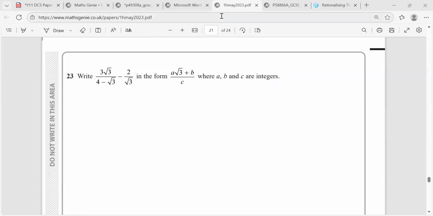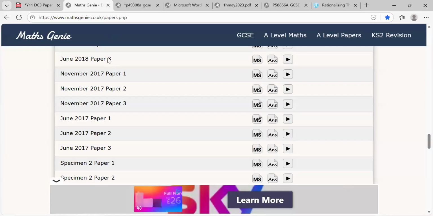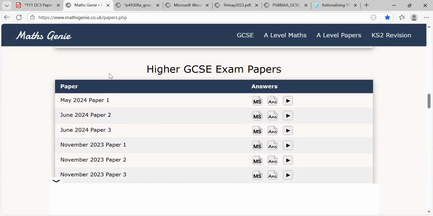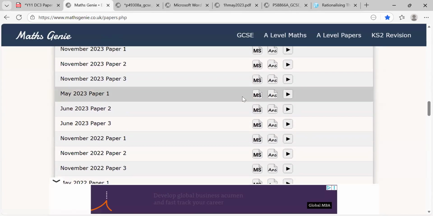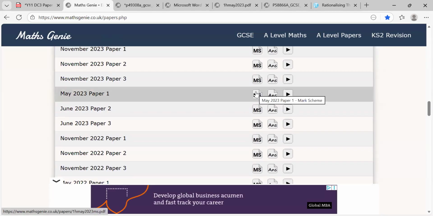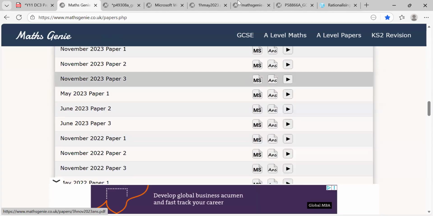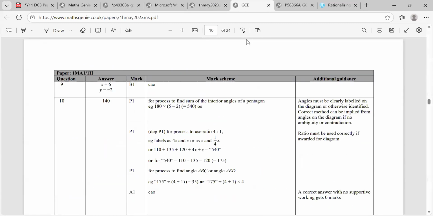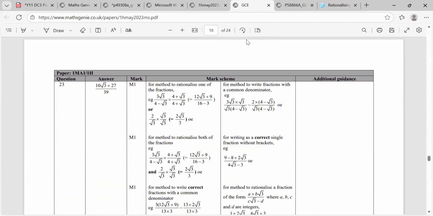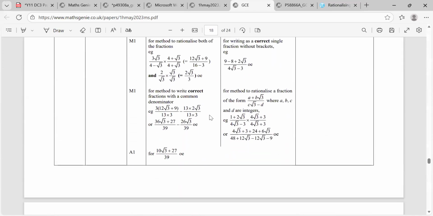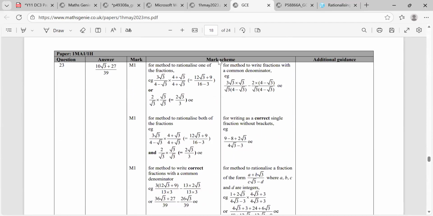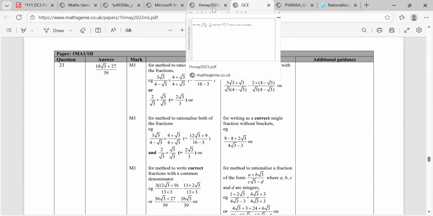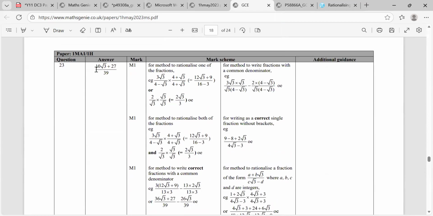All right, this was paper 1, May 2023. What question number was this? 23. So here is the answer. Today I have to finish off. Unfortunately, normally I do carry on, but I have to go. So the answer is root 10 root 3 plus 27 over 39.